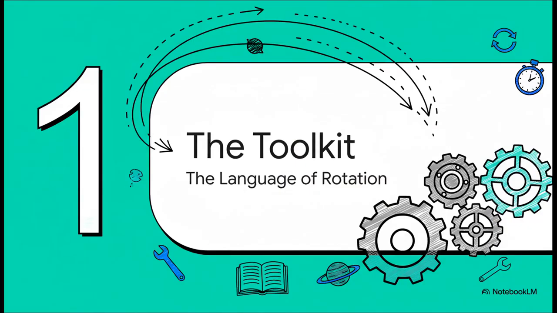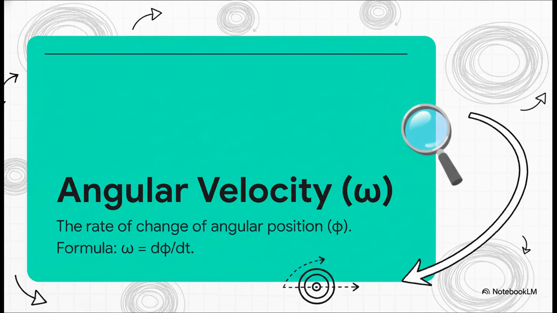But before we can jump in and start crunching numbers, we've got to make sure we're all speaking the same language, the language of rotation. So let's do a super quick review of the fundamental tools we're going to need from our physics toolkit. First up, angular velocity, which we call omega.